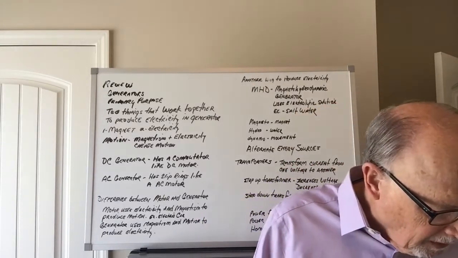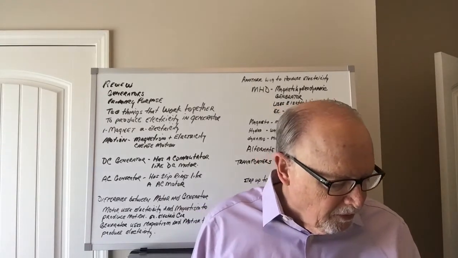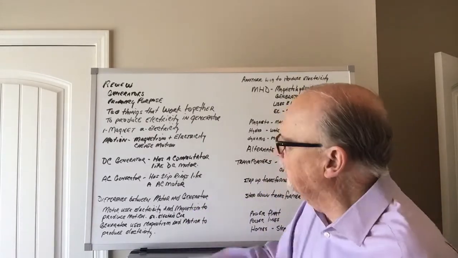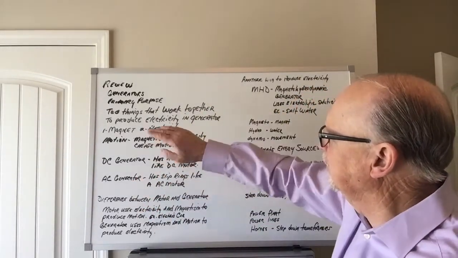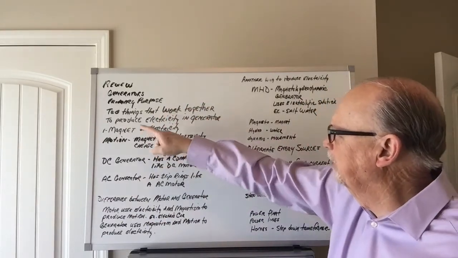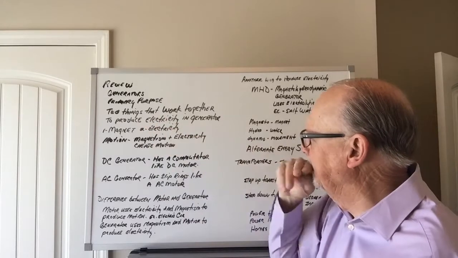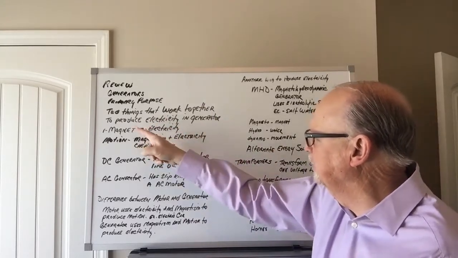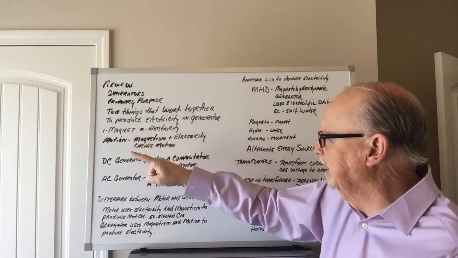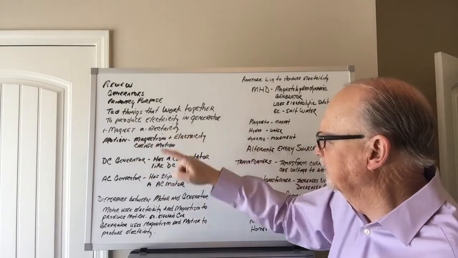We talked about electromagnetic induction in some previous lessons, but you'll notice I've got a few things on the board again this morning. If you look with me, talk about the primary purpose of generators. And two things that work together to produce electricity in a generator. One is a magnet, as we know, the other is electricity.